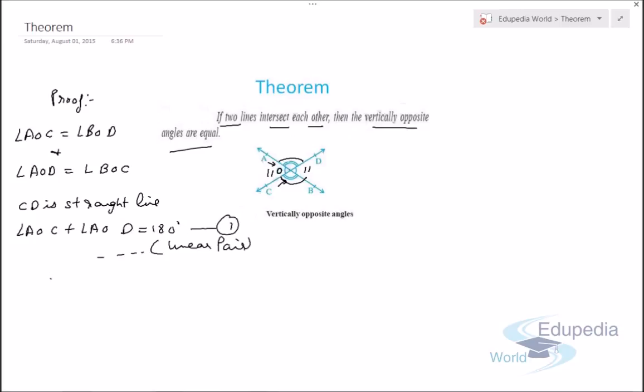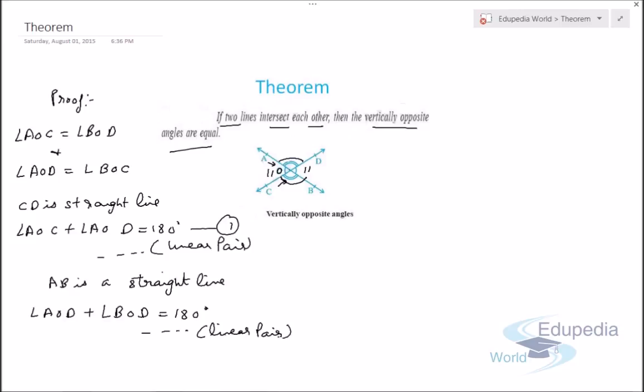Again, AB is a straight line. Then we can say that angle AOD plus angle BOD is equal to 180 degrees. Again they form a linear pair. So let it be equation 2.